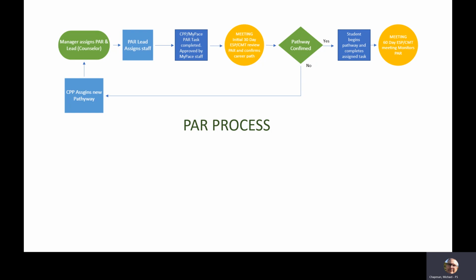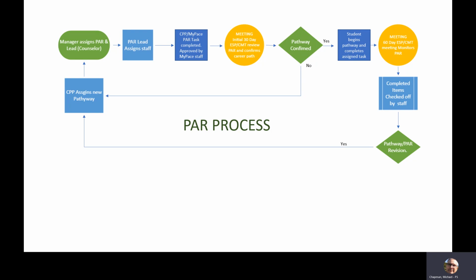They move forward till they come to their 60-day ESP and CMT meeting, which will monitor the PAR. They will complete items that have been checked off by staff, and a pathway or PAR will be decided if it needs revisions. If the pathway needs to be changed, the student has changed from entry level to advanced training, then the PAR will go back to the CPP to assign the new pathway and the new PAR. If there are no revisions, the PAR continues until the PAR is completed.